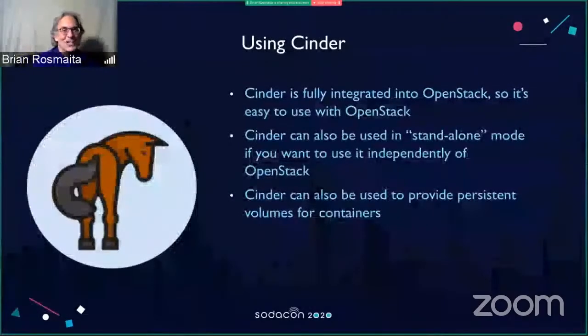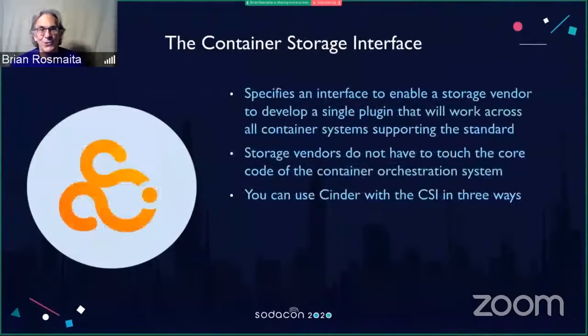All right, so using Cinder. Cinder's fully integrated into OpenStack, so it's very easy to use with OpenStack, of course. Cinder can also be used in standalone mode if you want to use it independently of OpenStack. A key thing is Cinder can also be used to provide persistent volumes for containers. As you know, there's a Container Storage Interface that specifies the interface to enable a storage vendor to develop a single plugin that will work across all container systems that support the standard.